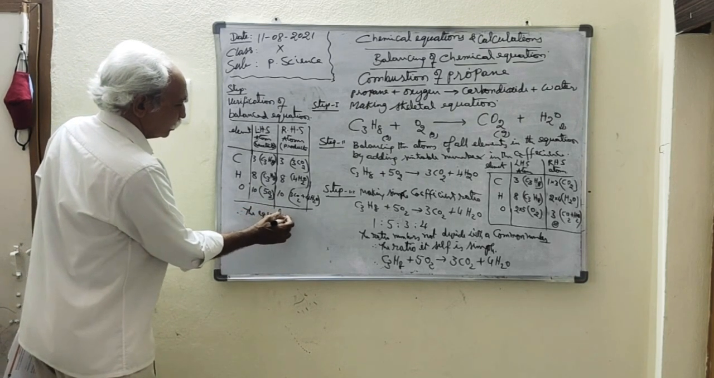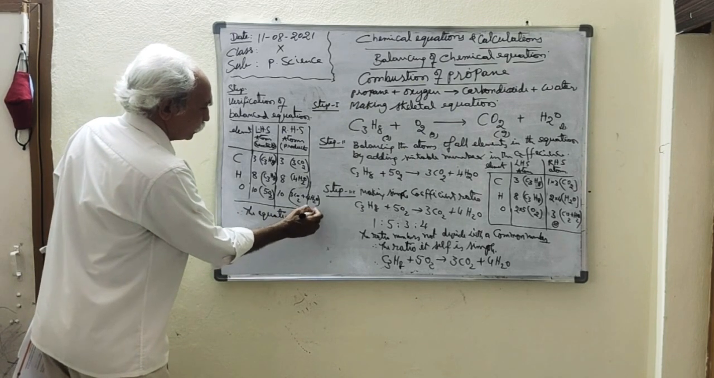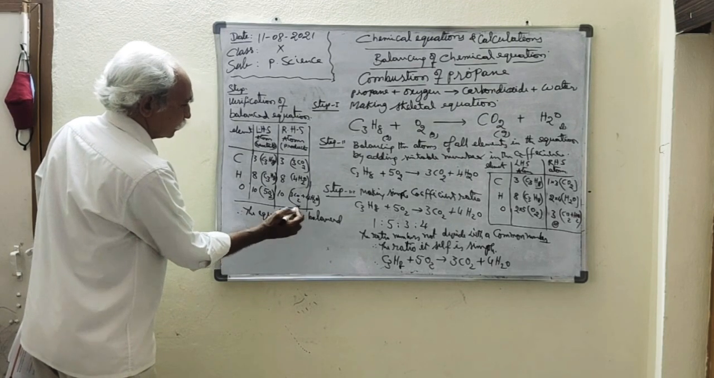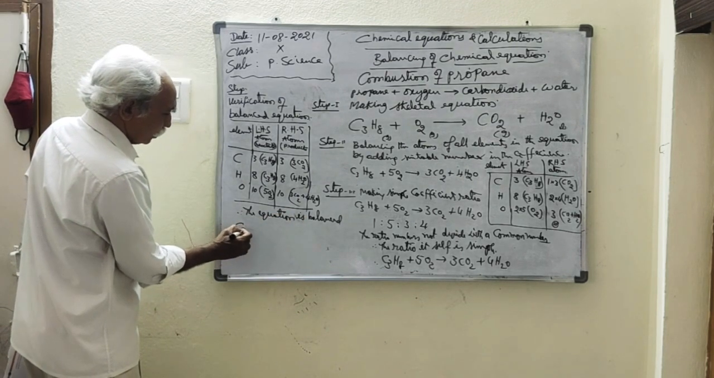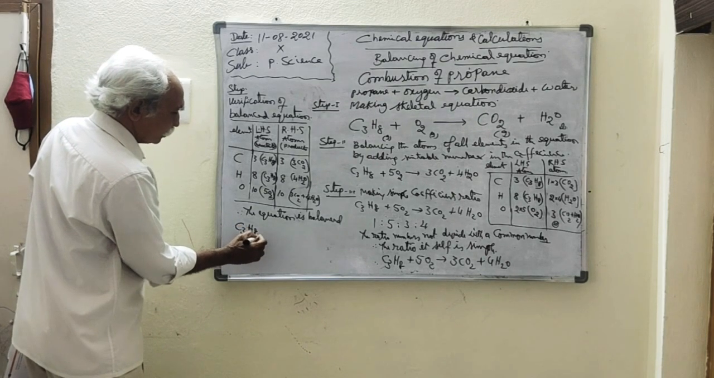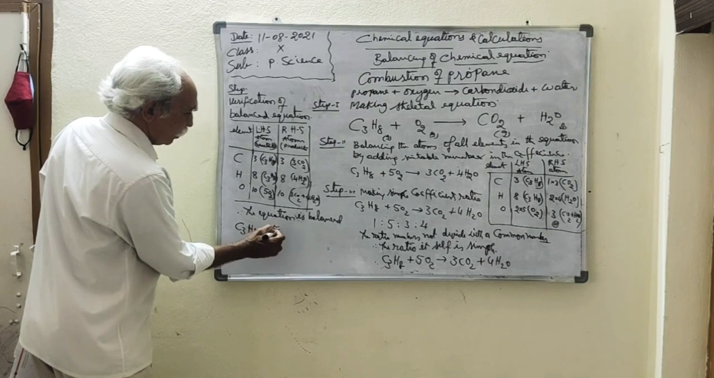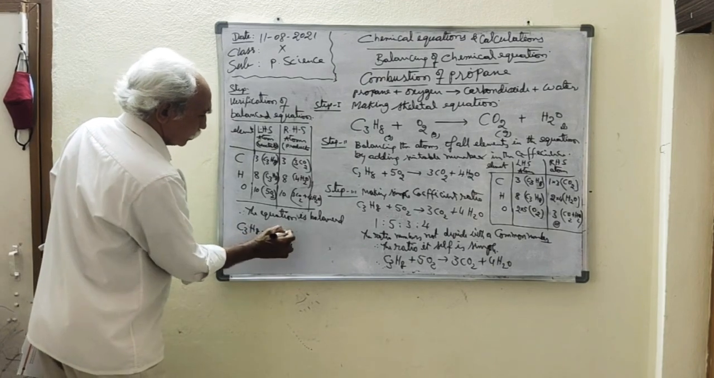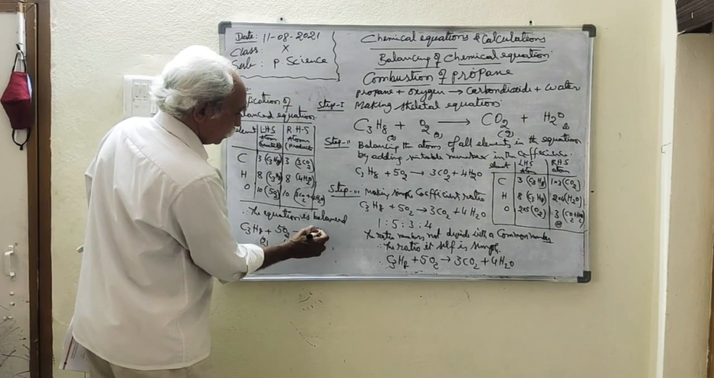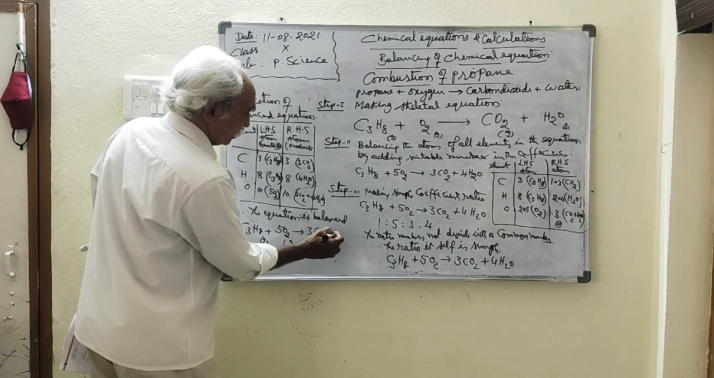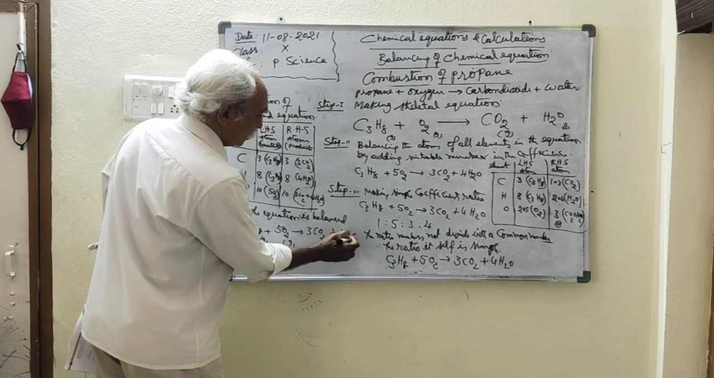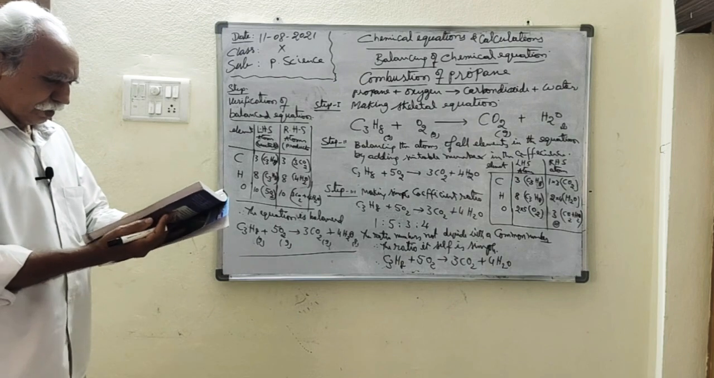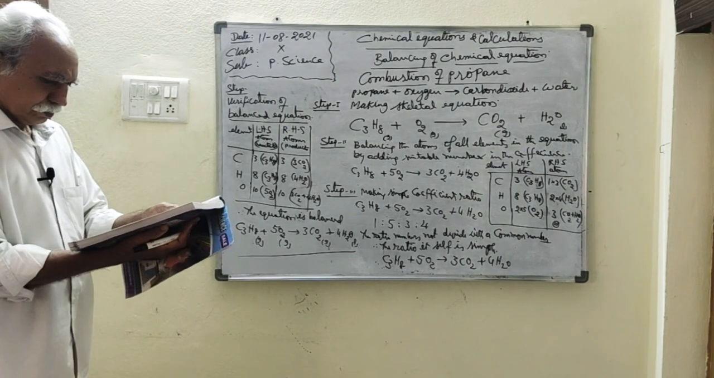The equation is balanced. So then you can write C3H8 gas plus 5O2, also a gas, gives rise to 3CO2, a gas, plus 4H2O, a liquid. So the equation is a balanced equation. This is the way you have to balance the equation on either side.